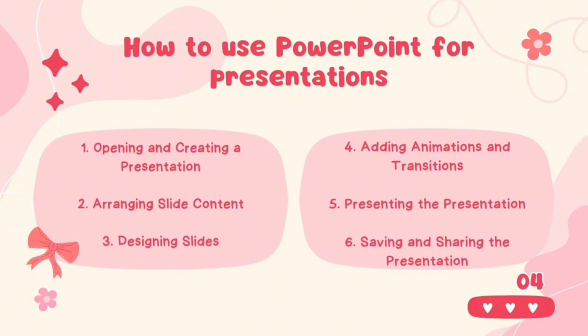And the fourth step to use PowerPoint, adding animation and transition. In adding animation and transition, there are three steps to do. The first, to make your presentation more interesting, use effects. And second, transition. Go to the Transition tab and select an effect between slides. And the last, animation. Select the object you want to animate in the Animation tab.